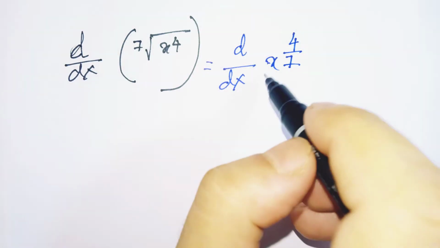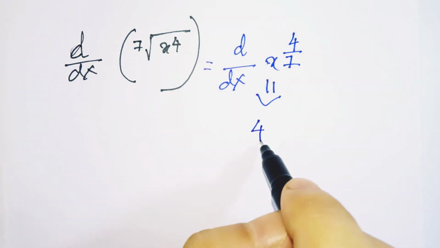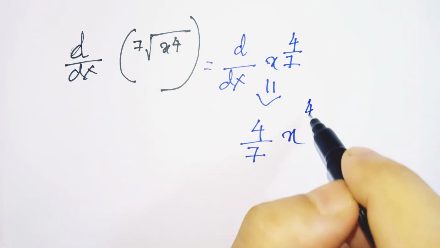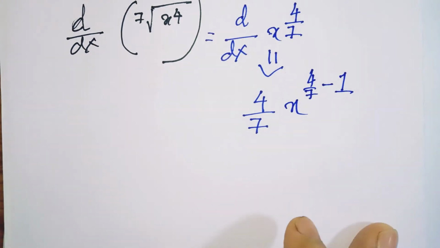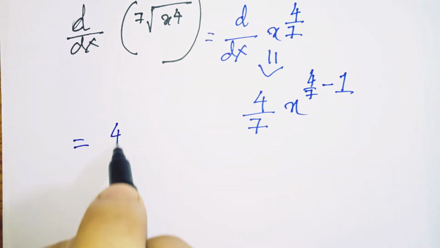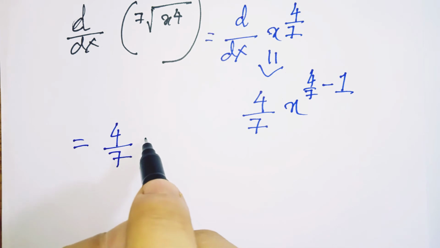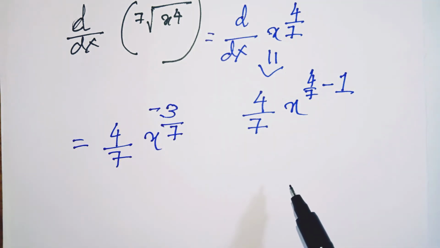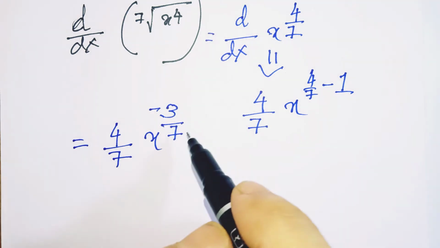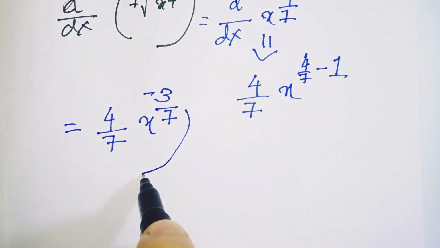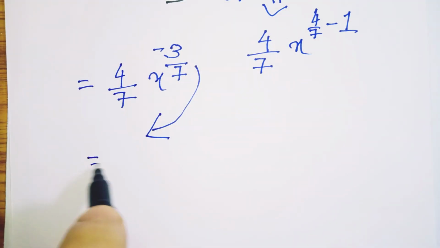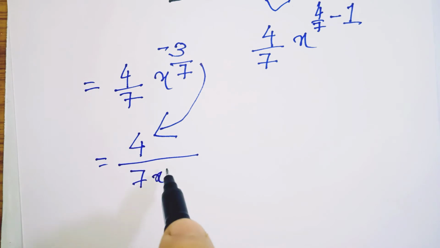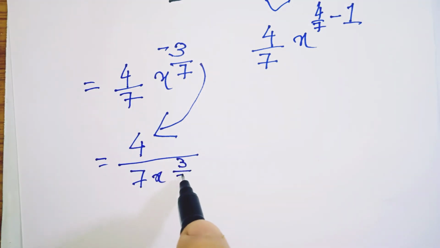Now from here we write 4 by 7, x raised to the power 4 by 7 minus 1. From here, we can write 4 by 7 x raised to the power, this would be minus 3 by 7. Now, when we get this minus 3 by 7, we can bring this down below. We take 4 on the top, and then we write 7x, and because we are bringing it down, the denominator becomes positive, right?